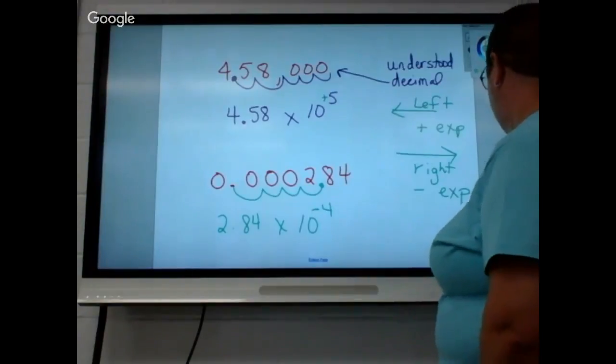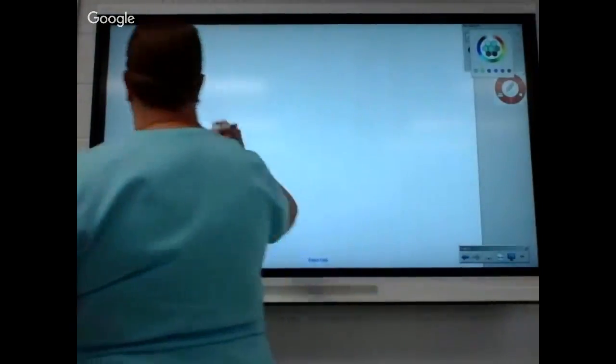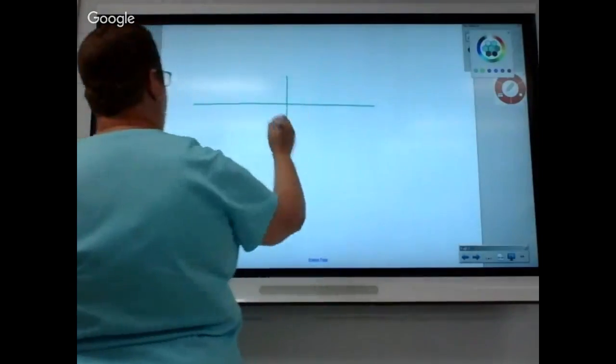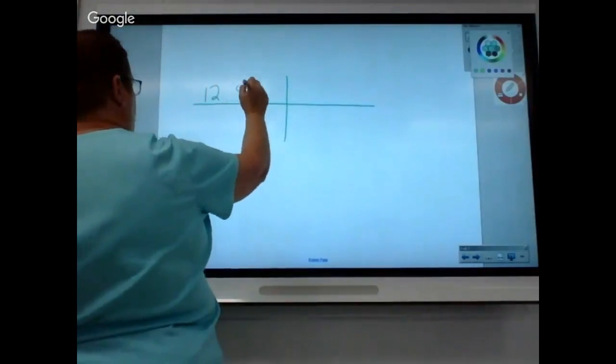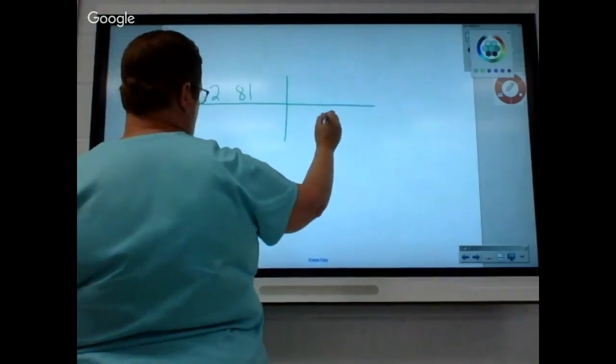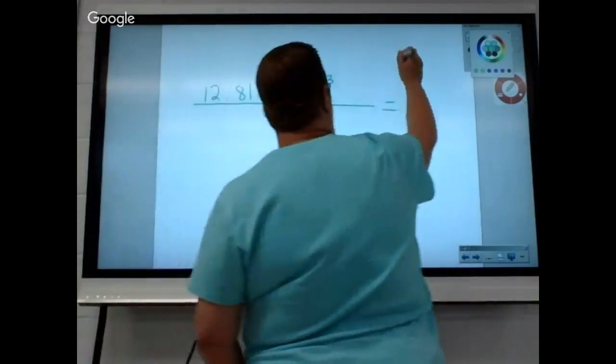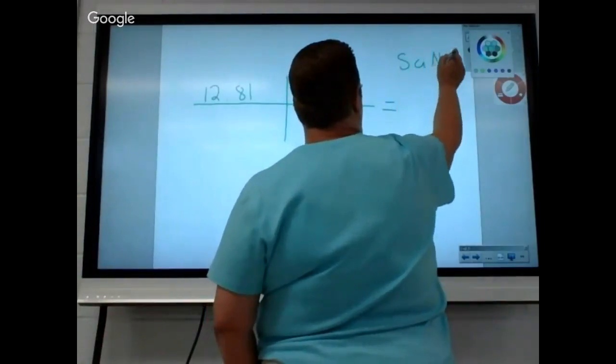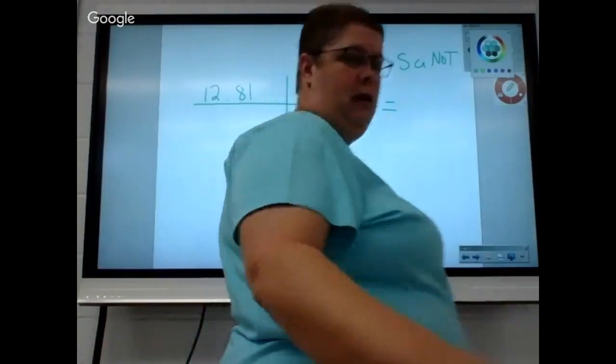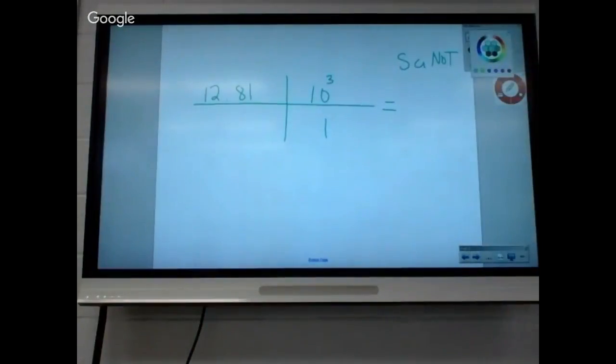Suppose that we had a chart in front of us, and it had 12.81. It had 1 here. It had 10 cubed there. And I told you your answer had to be in scientific notation. All right. Punch that in your calculator. Some of you will get scientific notation because your first period friends probably didn't fix your calculators.